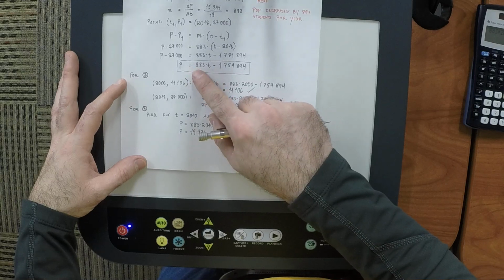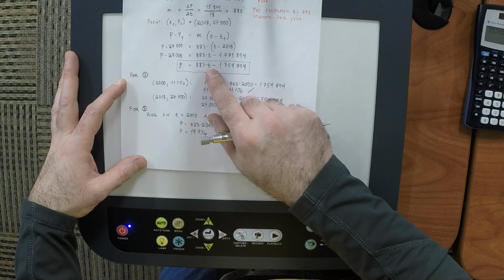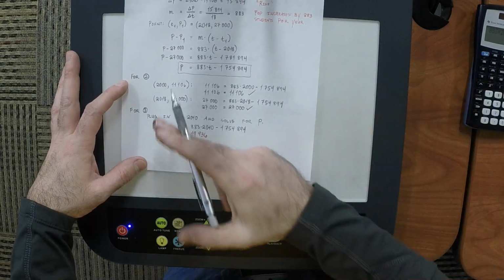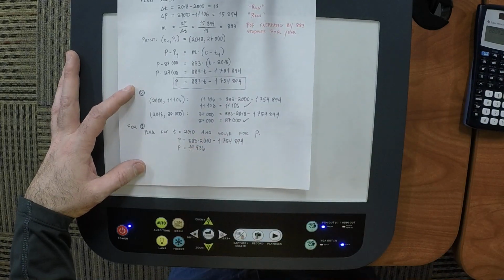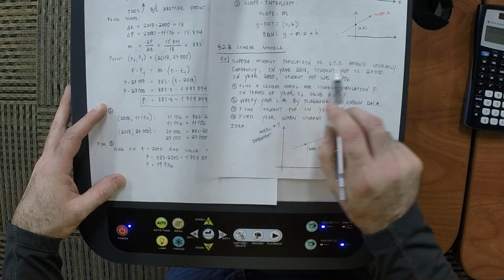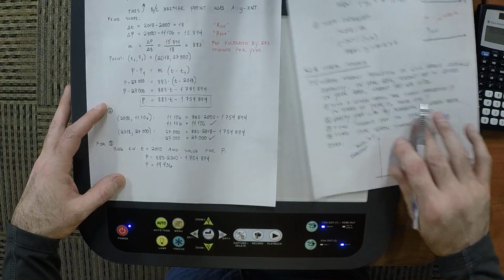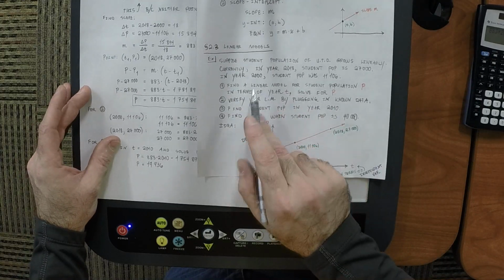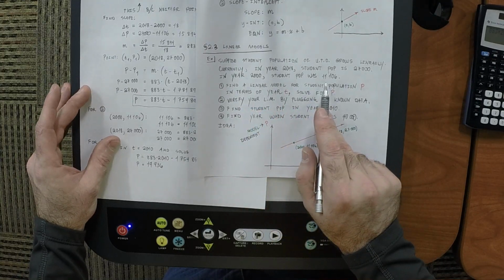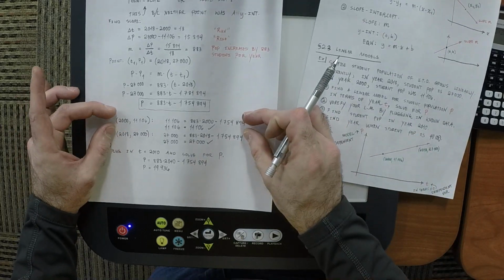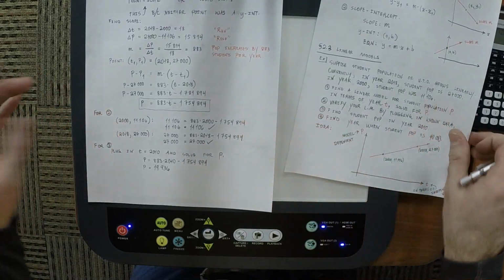Okay. So we have this linear model. P is 883t subtract 1 million, blah, blah, blah, big number. It agrees with the statement of the exercise. In the year 2018, the population is 27,000. That's what this second line is saying. And in the year 2000, the student population is 11,106. That's what the first line is saying. So we've got a model.